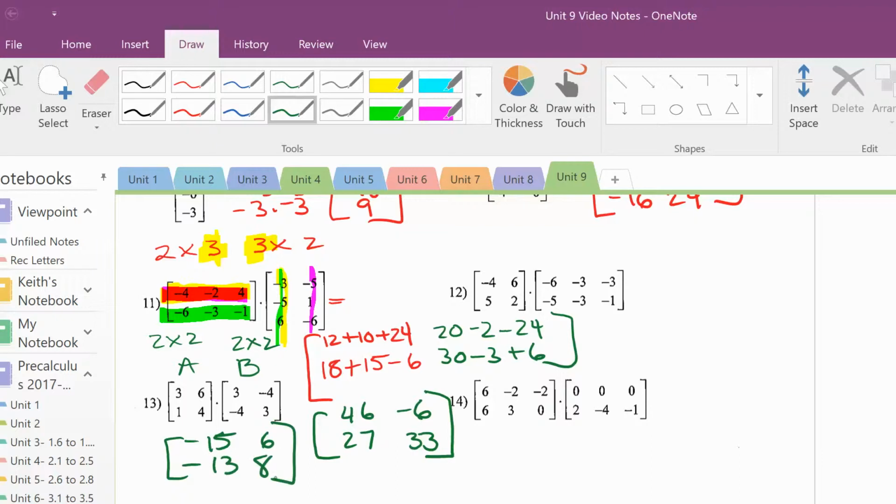Now, be careful because this one is a 2 by 3, and this one is also a 2 by 3. So notice the columns of the first one don't match the rows of the second one. So this one would actually be undefined. Remember, the rows and columns have to match up in order to be able to multiply them.